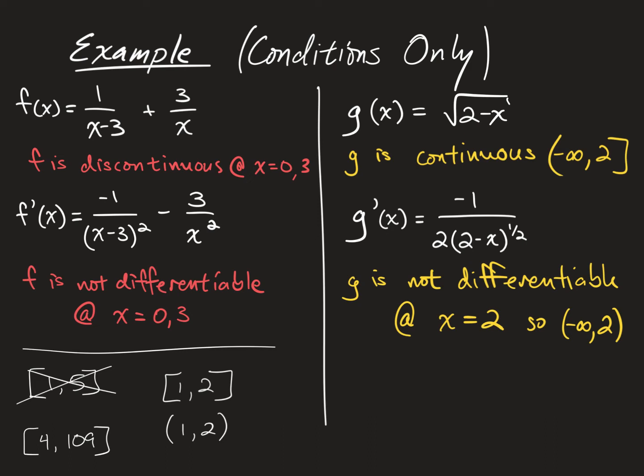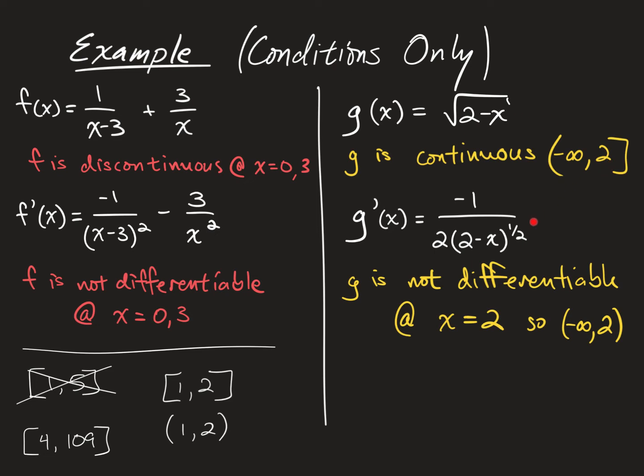But I want to take a look at a square root function. g of x equals the square root of 2 minus x. Now this function, since it's a square root function, is only continuous on its domain. So since we have a square root function, you know the domain is going to be restricted because we don't necessarily worry about imaginary numbers right now. So we can say g is continuous on its domain from negative infinity to 2.